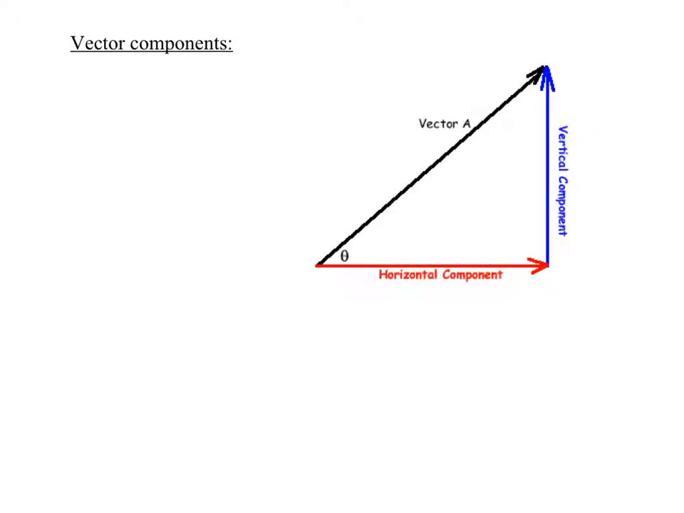Write out my trig ratios. So sine of theta, cosine of theta, tangent of theta. The sine of theta equals opposite over hypotenuse. Well, from theta's perspective, the opposite is the vertical component. The hypotenuse is simply vector A. So the sine of theta is always going to be the opposite, the vertical component, over vector A.